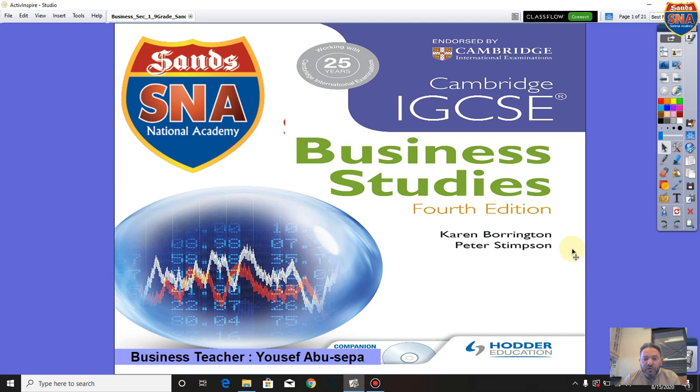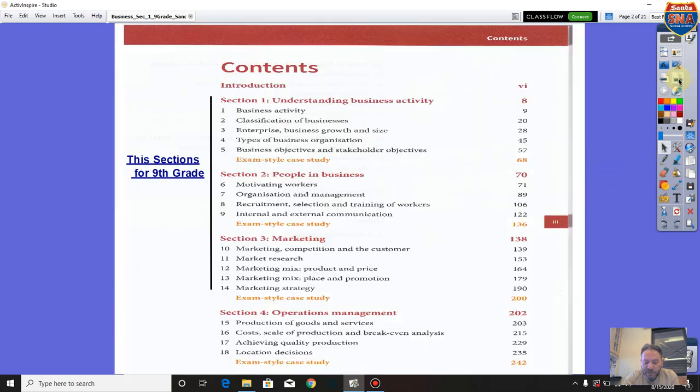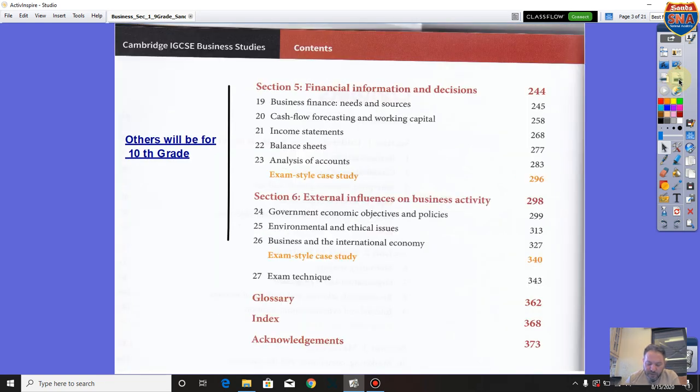Today we are going to start with our business studies materials that contain six sections, starting with section 1, understanding business activities, section 2, people in business, section 3, marketing, section 4, operations management, section 5, financial information and financial decisions, and section 6, external influences on business activities.